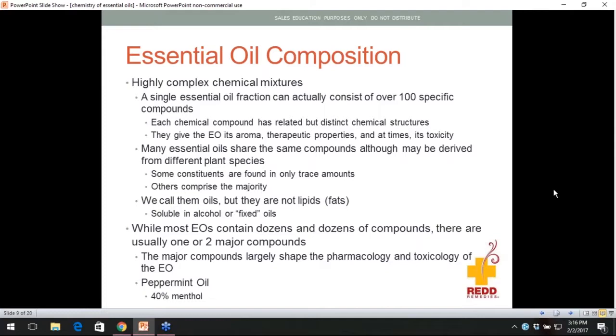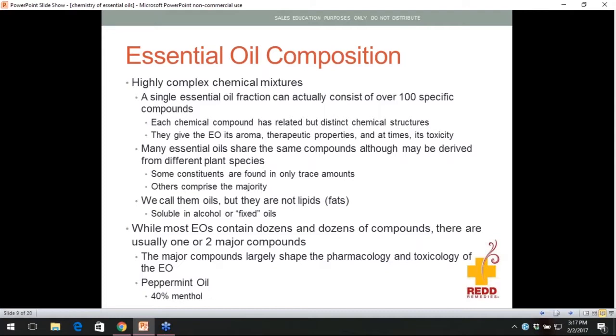Many essential oils will share the same compounds even though they are derived from different plant species, like thymol. Thymol is found in thyme, but you also find it in rosemary, and a little bit in sage. So they're crossing species. It doesn't only come from thyme. That's an important point when we look at adulteration. Sometimes, to boost the percentage of one compound, they will spike an essential oil with oil from another species to bring up the thymol content, if we want to stay on that.